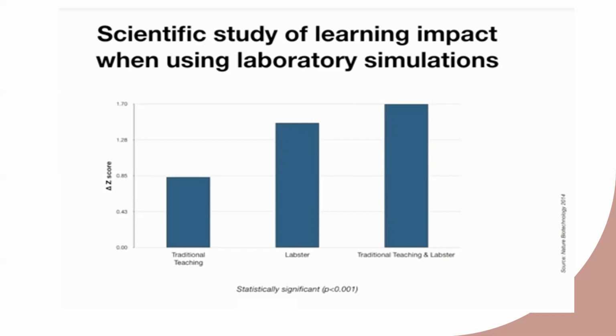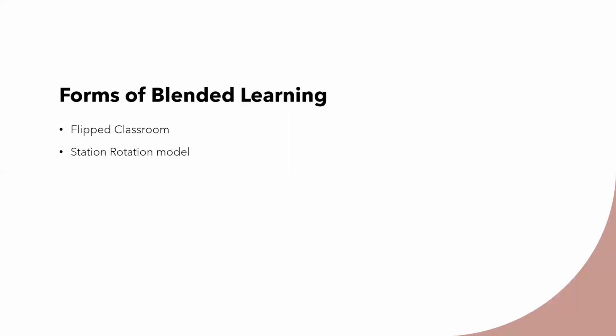And then when LabStar was only used, students' learning increased to about 1.4. Now, when LabStar as a simulation tool, together with traditional teaching, was jointly used, students' learning shot up to 1.70. So this shows that a blend of traditional teaching and modern methods, infusing technology in traditional teaching, has a way of improving learning outcomes beyond our imagination.